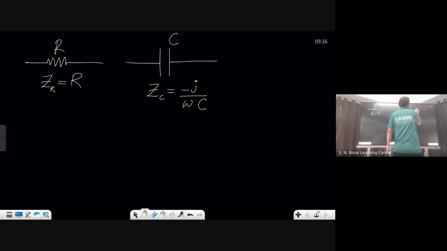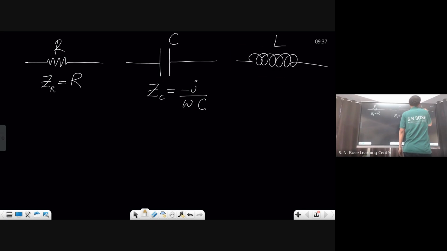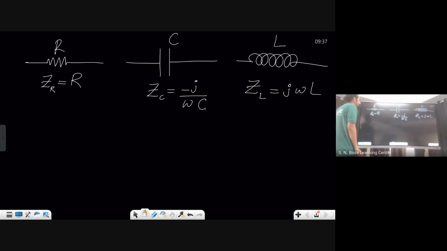Then inductor. Inductor of inductance L. What is this one? ZL, that's equal to j omega L. Here current lags, voltage leads actually. So these things will help us do anything actually. That's the basic idea.